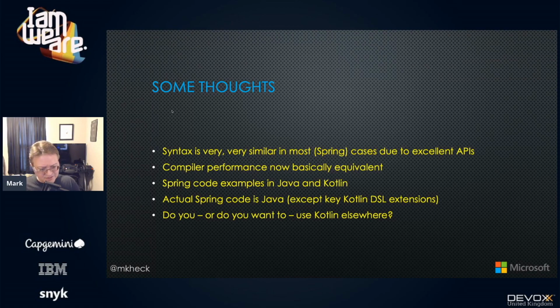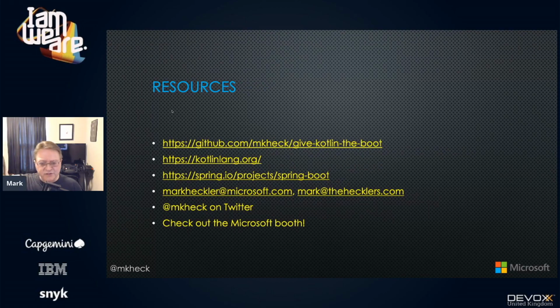I guess another side of that, though, is do you want to use Kotlin elsewhere? Do you have mobile apps using Kotlin? Do you use Kotlin to build for Kotlin JS? Are you looking at Kotlin native or doing something with Kotlin native? Or do you just want to use Kotlin because it is a very elegant language? And if so, there's nothing really holding you back, because Kotlin is an excellent language with excellent support in the Spring ecosystem.